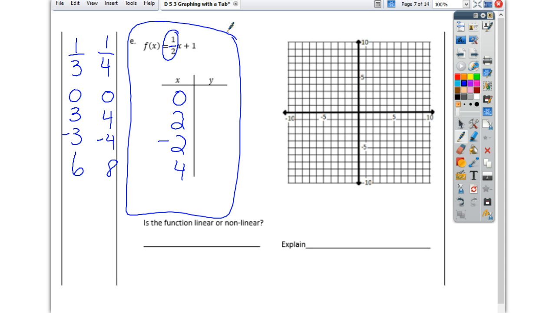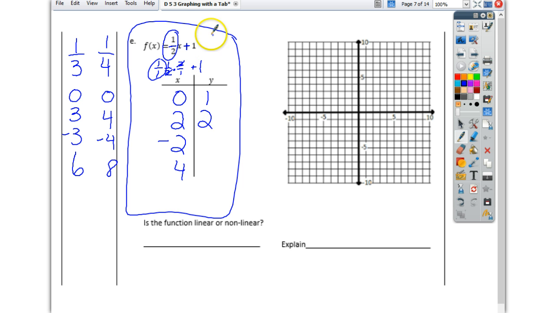Now, 1/2 of 0, 1/2 times 0 is, and even if you're not sure, put it in on your calculator now. You can still turn this into a decimal, 0.5. 0.5 times 0, well, anything times 0 is what? 0. What's 0 plus 1 now? 1. What if I put a 2 in here? What's 1/2 times 2 over 1 plus 1? 1/2 times 2 is 1 over 1, which equals 1. What's 1 plus 1? 2.